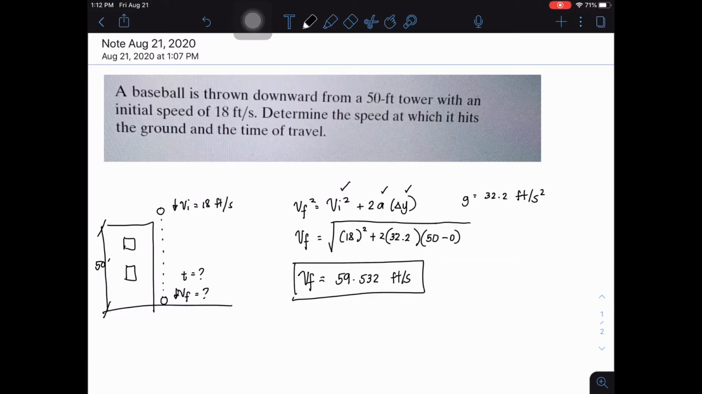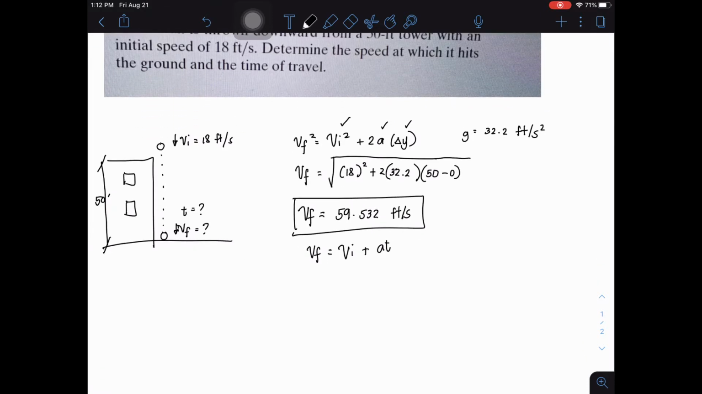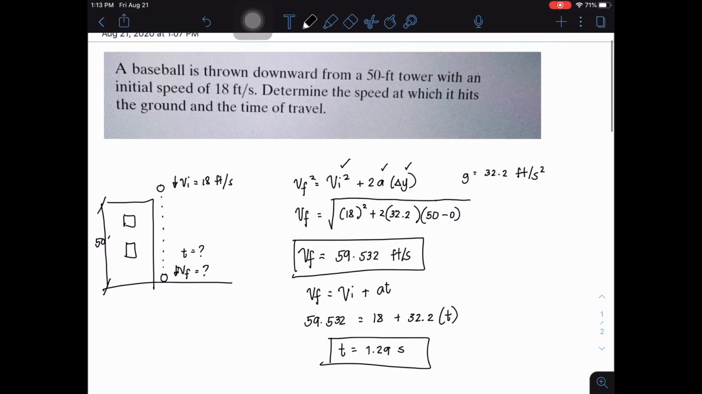Next for time, we're gonna be using VF is equal to VI plus at. So we already have the value for VF as well as for VI and the acceleration due to gravity. Therefore we can compute. Let's substitute the given first: 59.532 is equivalent to 18 plus 32.2 multiplied by time. We're going to be having a value of time as 1.29 seconds. So that's it for number 1.